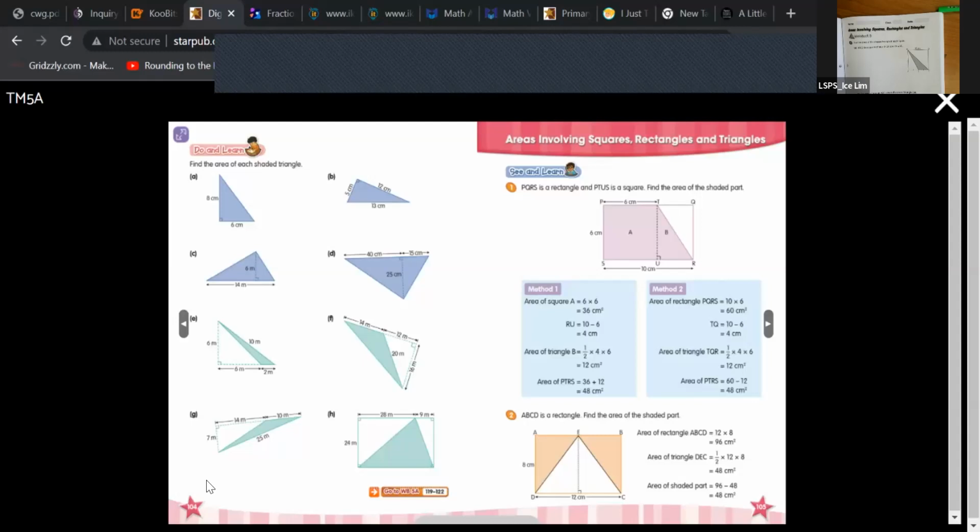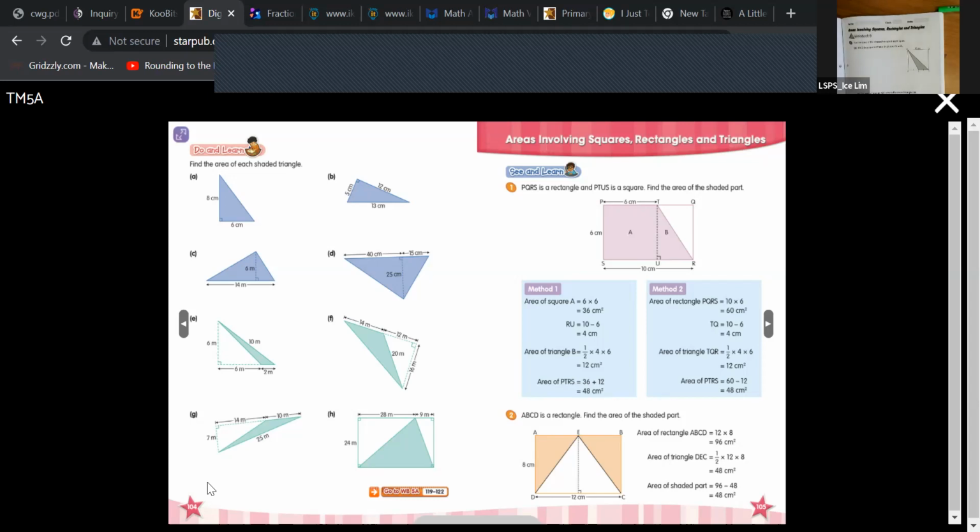That means I find the big rectangle minus this white color triangle. Can you understand? You tell me, this one, is it method one or method two? One or two, show me. This one, is it method one or method two? Okay, very good. So two, what is it? Big one minus the white one. Can you understand?